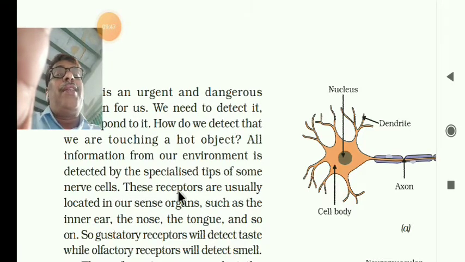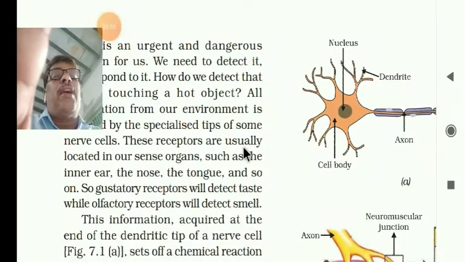These receptors, which are specialized cells, are usually located in our sense organs. What are the sense organs? Ear, eye, nose, tongue, skin. These receptors are usually located in our sense organs, such as the inner ear, the nose, the tongue, and so on.